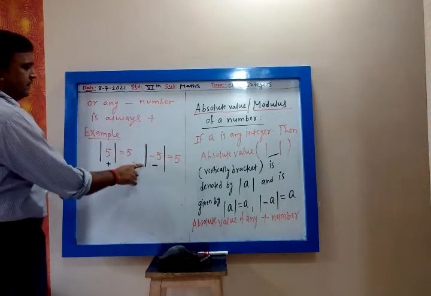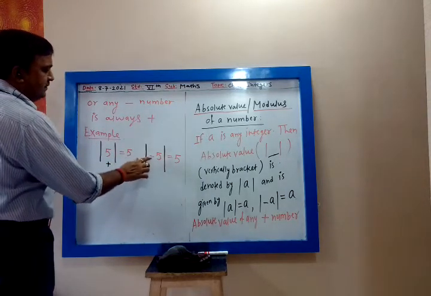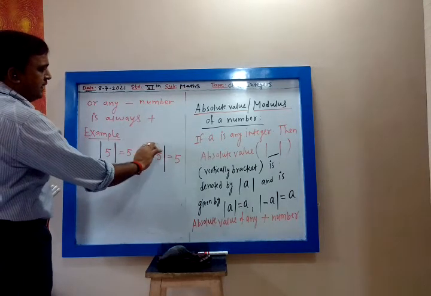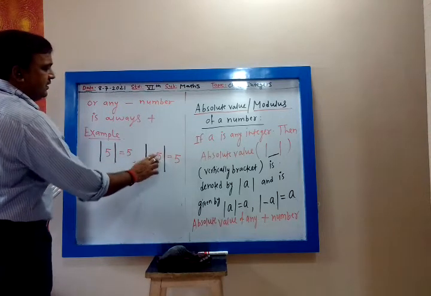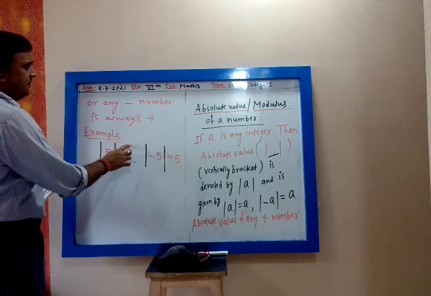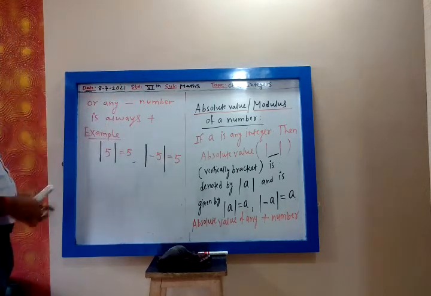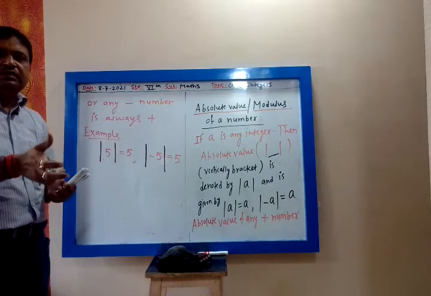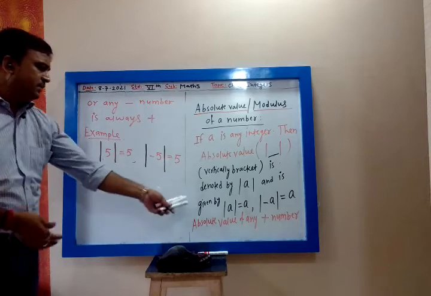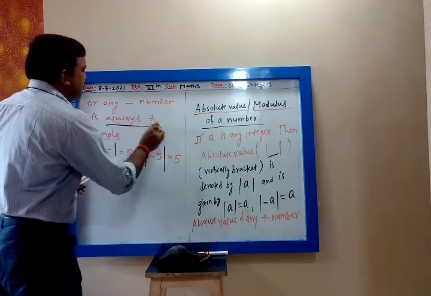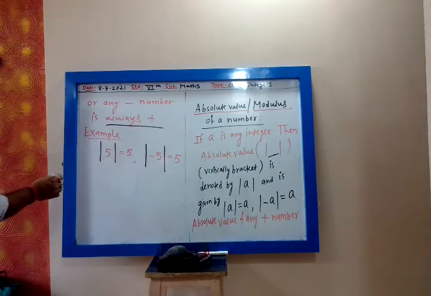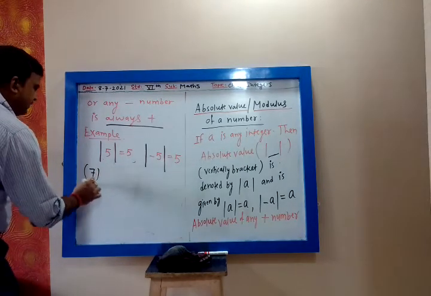The second one is the absolute value of minus 5. This has a minus sign, my dear, but when you remove the absolute value bracket, the value will be plus 5. Minus 5 becomes plus 5; 5 remains 5. Whether your number is positive or negative, the absolute value of any number will always be positive. This you have to remember. So based on this, we have to solve 7 questions.